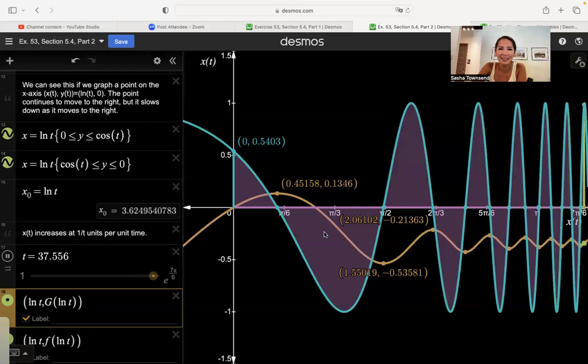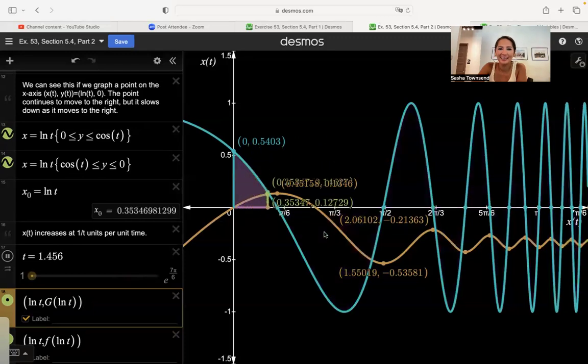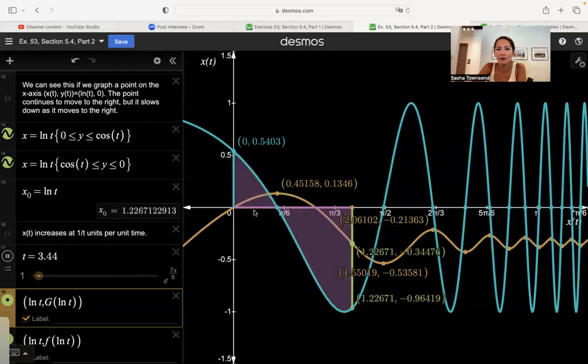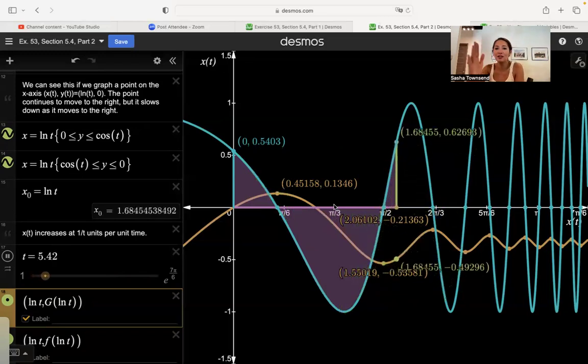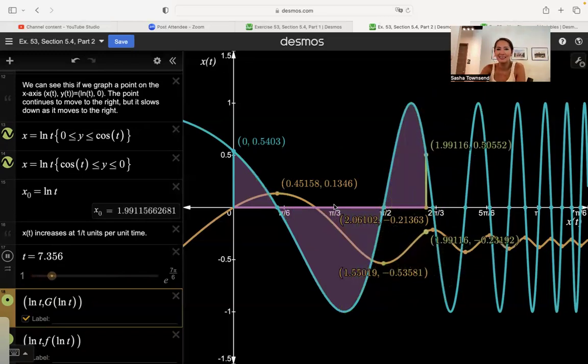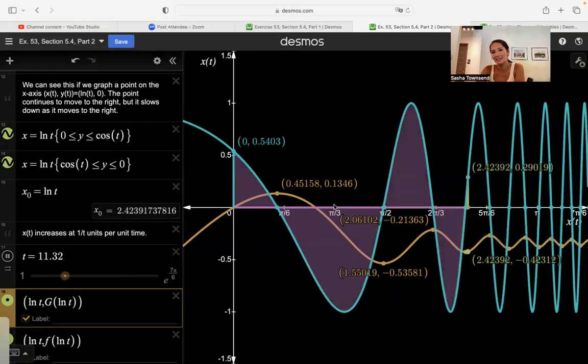So let's look at that one more time. Again, essentially, our point, our vertical line, is moving very, very quickly to the right. And then it continues to move to the right, but just at a slower pace.